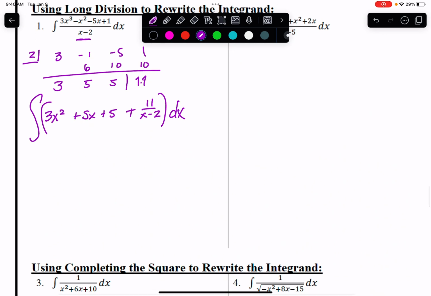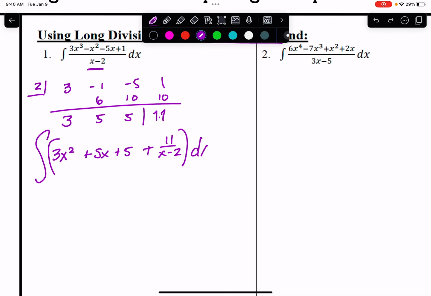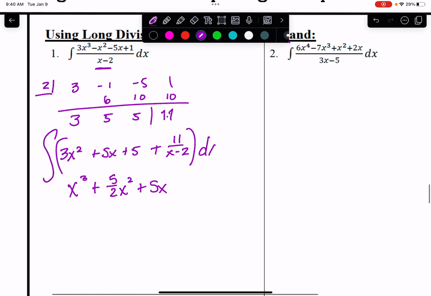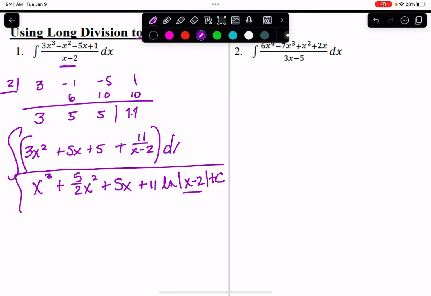And then those are all going to be easy to integrate, so I can just do it in one piece. The first one would be 3x cubed over 3, so that'd be x cubed plus 5 halves x squared plus 5x. And then this one would be plus 11, and 1 over x minus 2 would be ln of the absolute value of x minus 2, and then don't forget plus c. So there we have that one.